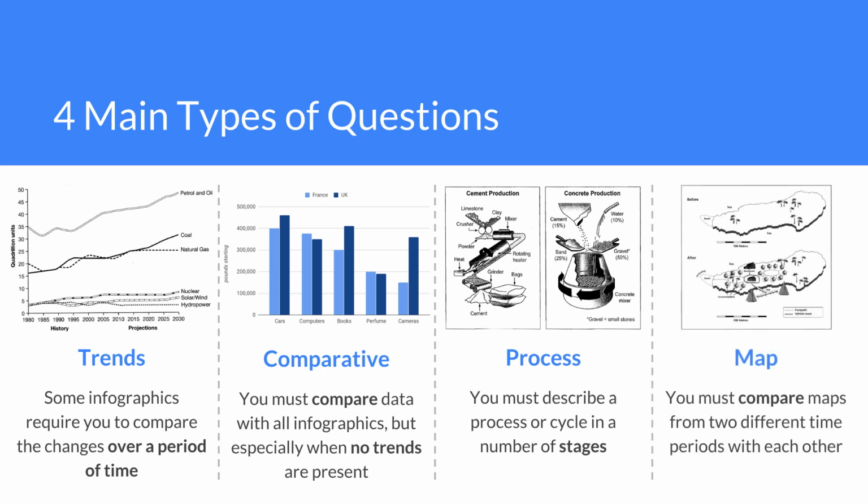The last type of question that you can get is a map question, in which you're going to be given a before version and an after version of a map, and you just have to describe the differences or the changes that you see in the two maps.